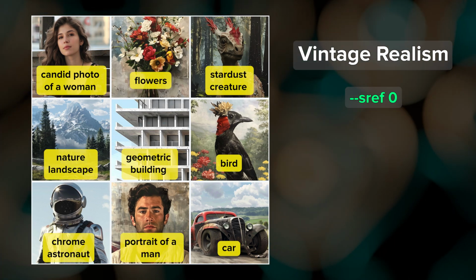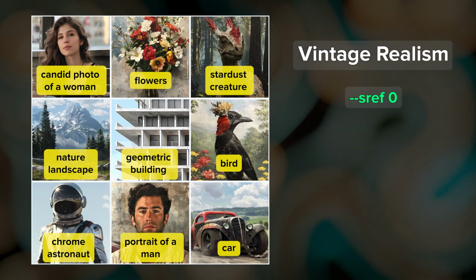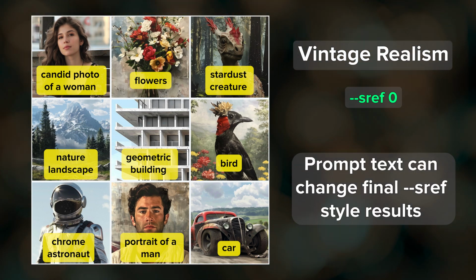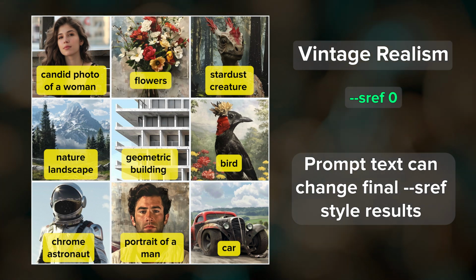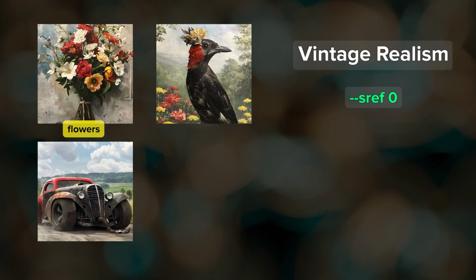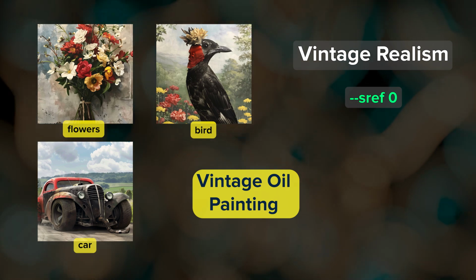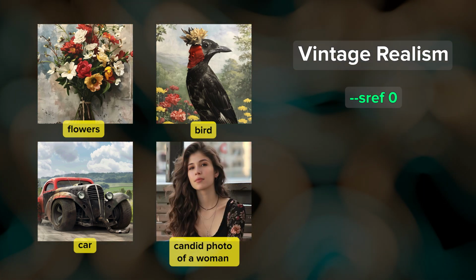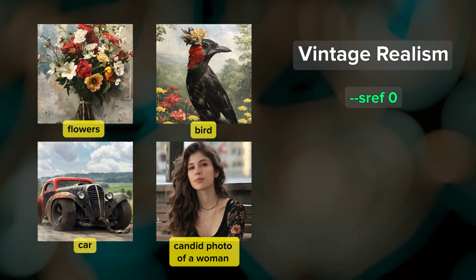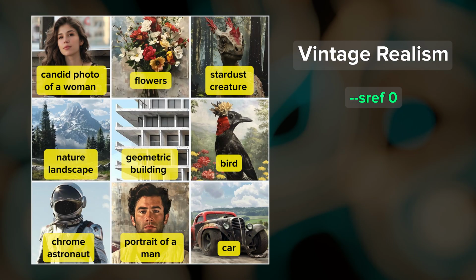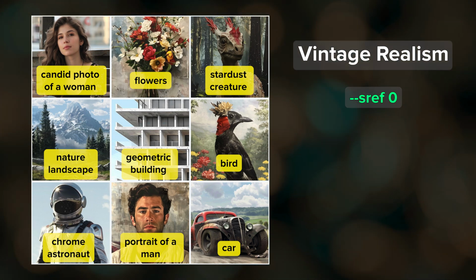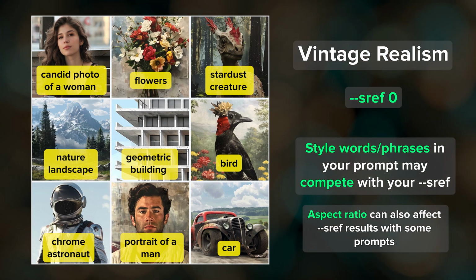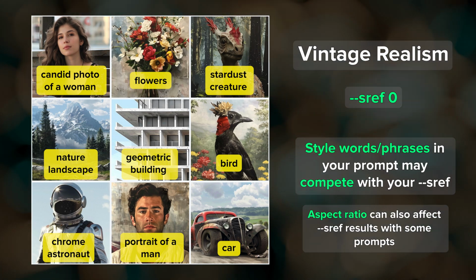These are the text prompts that I use to create most of the images in this video, so you'll see subjects repeated across styles. One thing I want to highlight is that the SREF code you use interacts with the words in your prompt. When I used simple prompts like flowers, bird, and car, I got the vintage oil painting look. But when I included the word photo in my prompt, I got a photographic image. It maintained a similar color palette, but it doesn't have that vintage oil painting look. So keep this in mind when you're using any style reference. If there are style words or phrases in your prompt that contradict the visual aesthetics of the SREF provided, they can sometimes compete in the results.